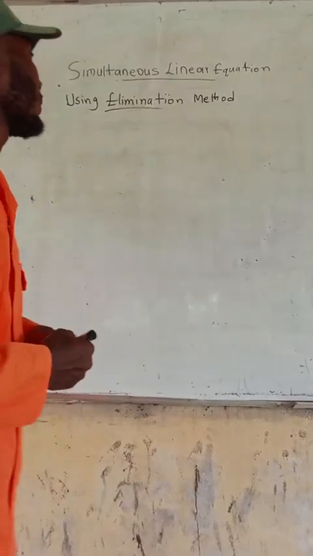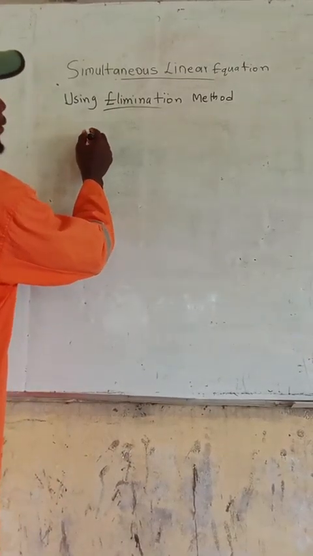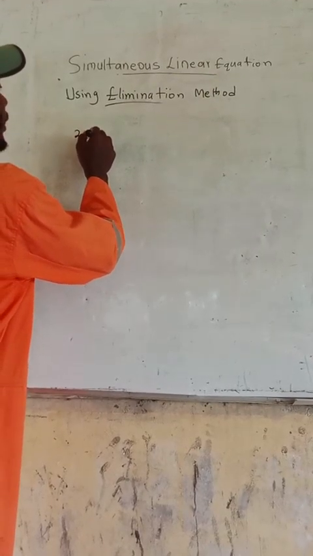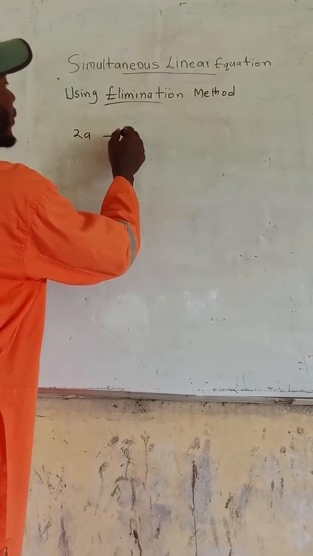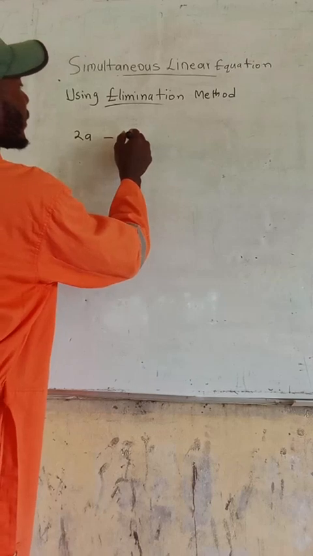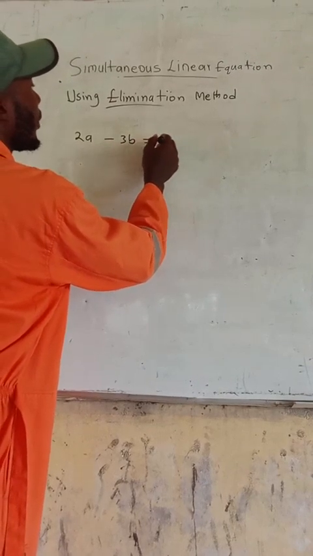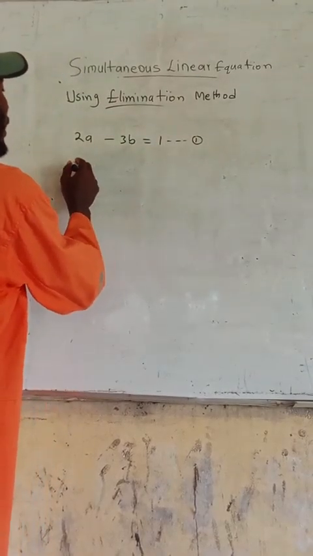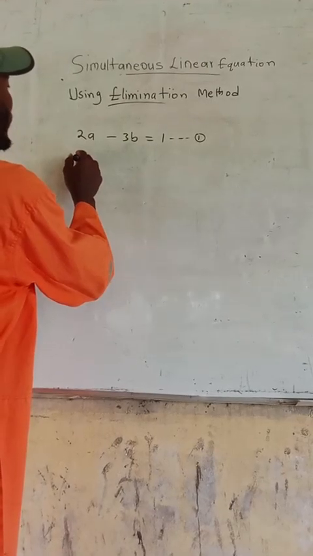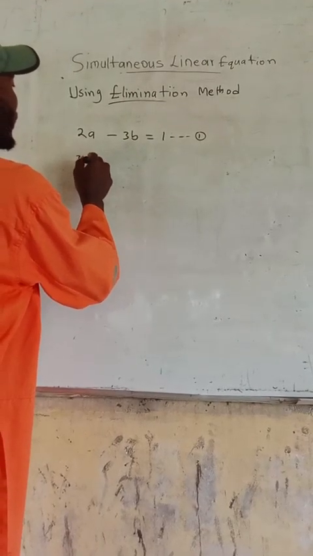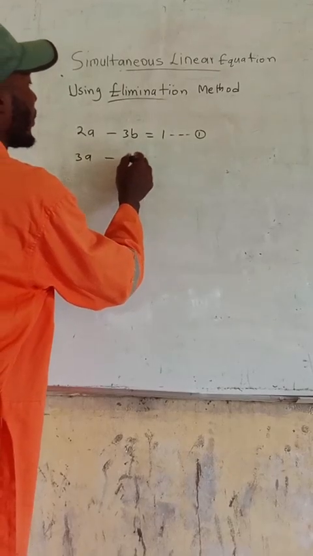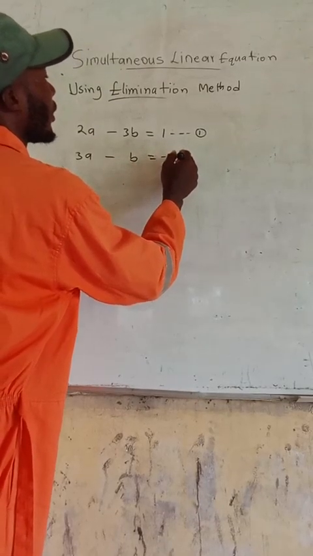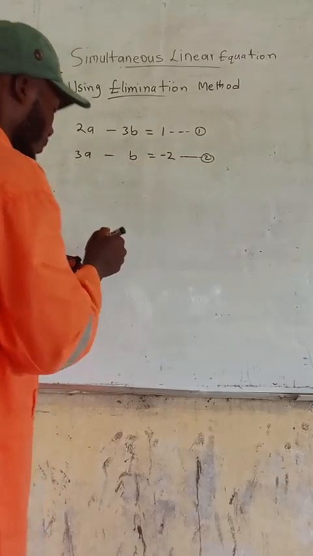Let me give an example. For instance, if you have 2a minus 3b is equal to 1. This is equation 1. And we have 3a minus b is equal to minus 2. Okay? This is our equation 2.